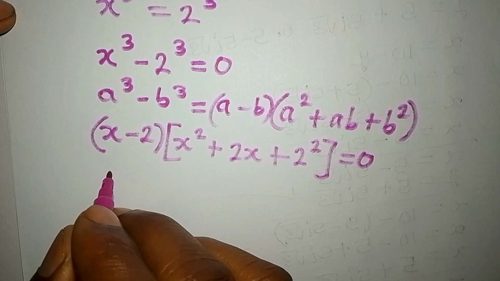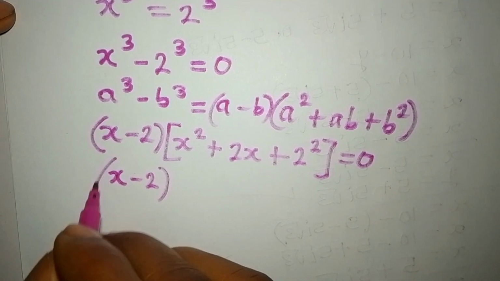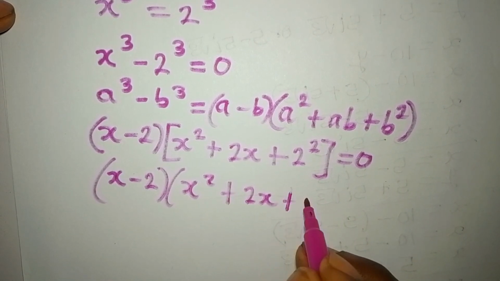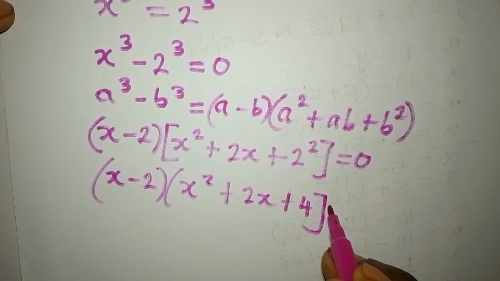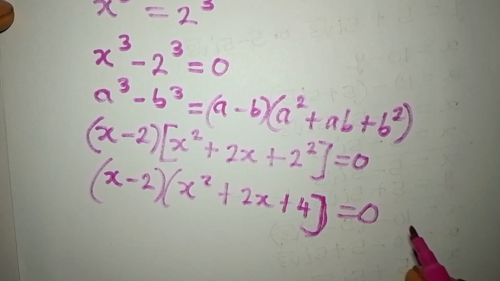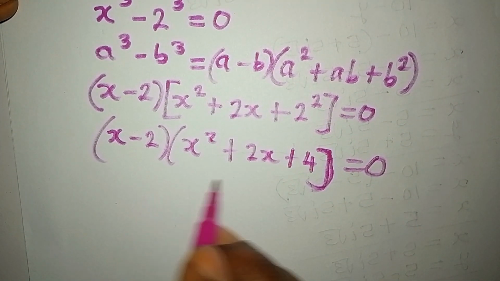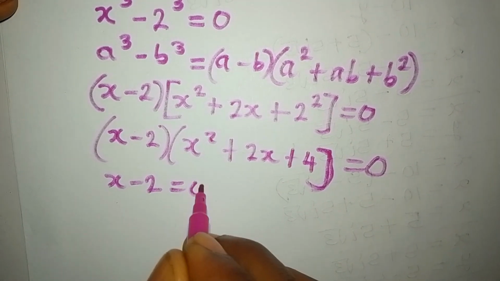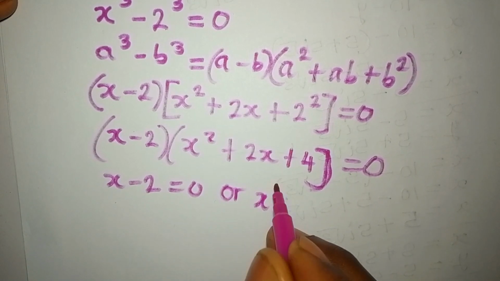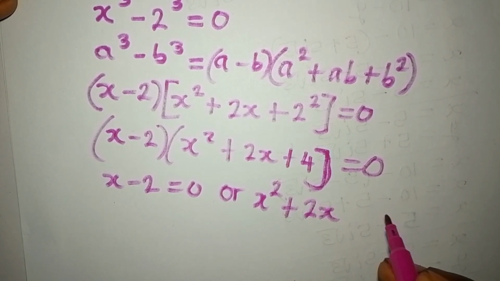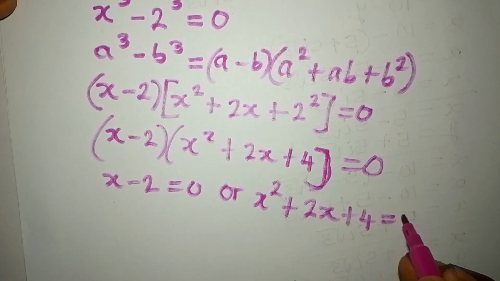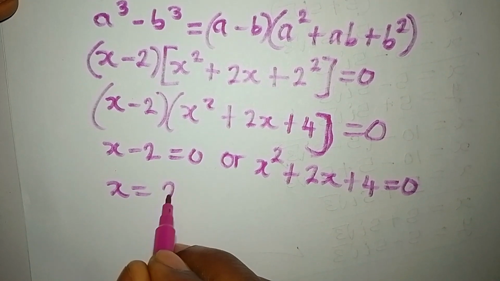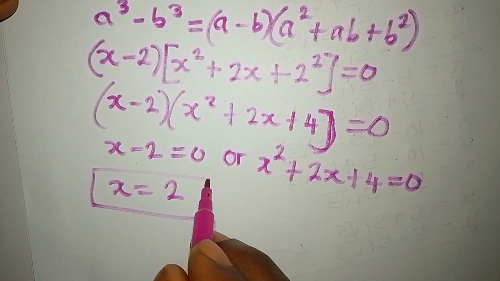Okay, so we have x minus 2 into x squared plus 2x plus 4 equals 0. And now it means either of these is equal to 0. So we have x minus 2 equal to 0, or x squared plus 2x plus 4 equals 0. From here, we have x equal to 2, and that is one of the solutions.